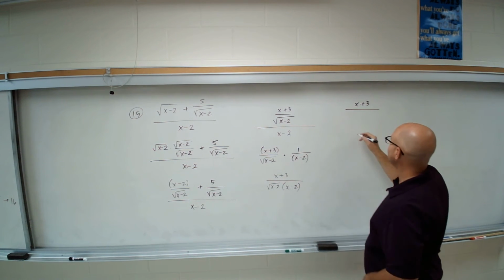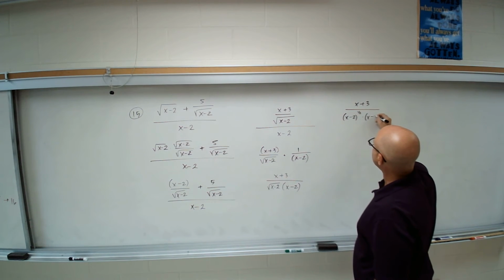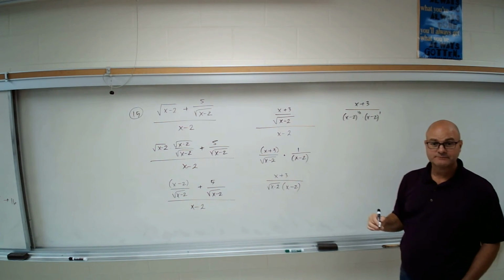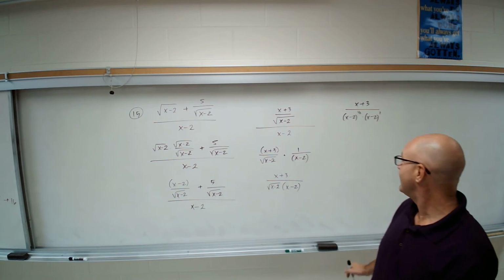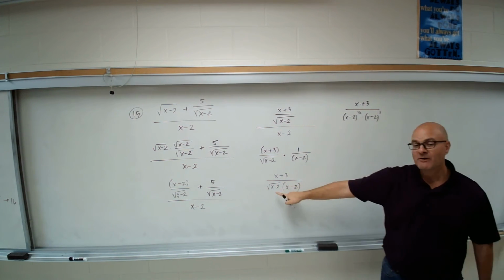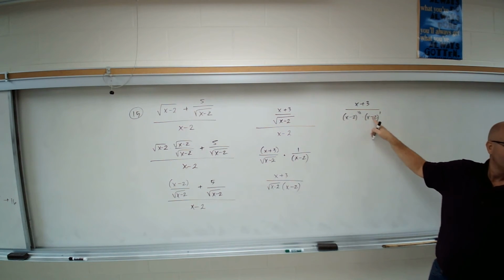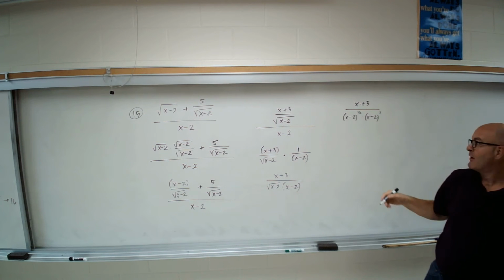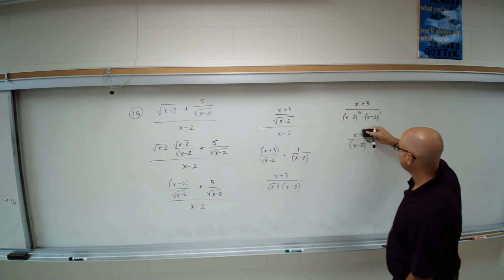But let's think of this as x minus 2 to the 1/2 power times x minus 2 to the first power. Attention, please. All right, does this look okay then? I rewrote the square root of x minus 2 as x minus 2 to the 1/2. Same base, add the exponents. So x plus 3 over x minus 2 to the 3/2. That's a terrible 3.